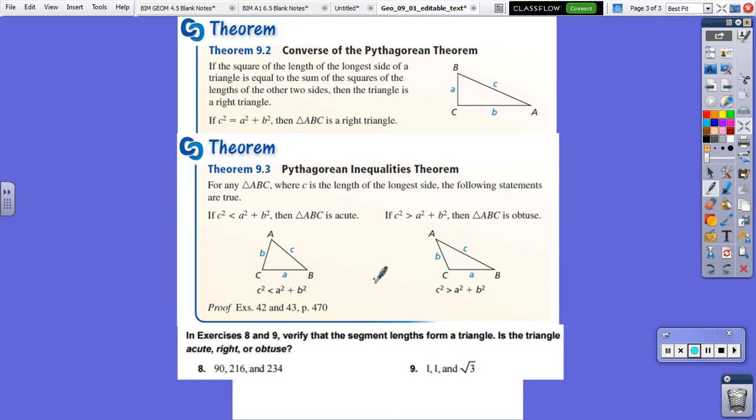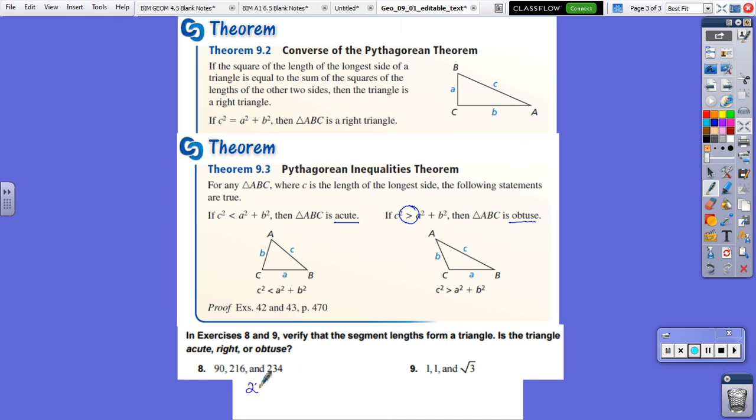Alright, so what we have here is talking about the Pythagorean theorem. If it does work out that a squared plus b squared does equal c squared, then you know it's a right triangle. If the hypotenuse squared is less than the sides squared added, then it is acute, and if it's greater than, right here, then it is obtuse. So we're going to test this. So we know the longest one is always going to be our c squared.